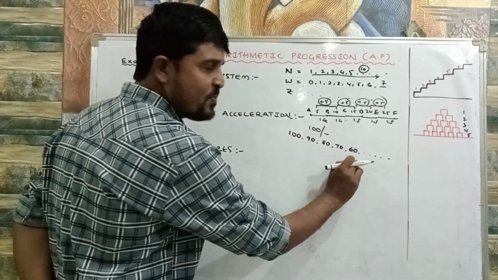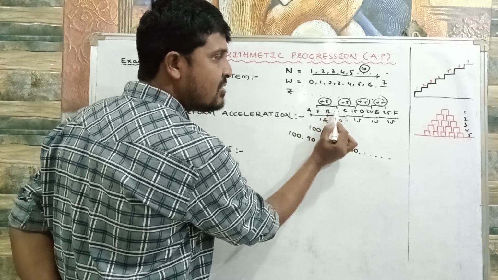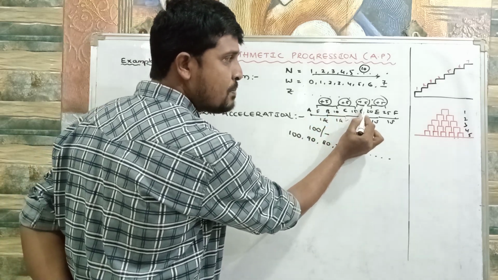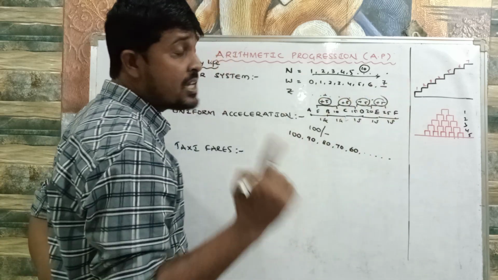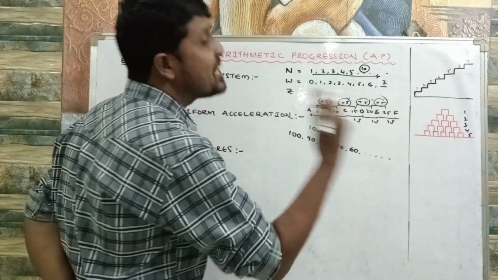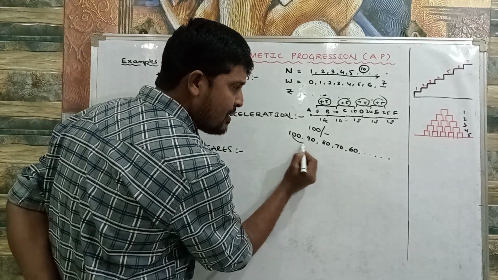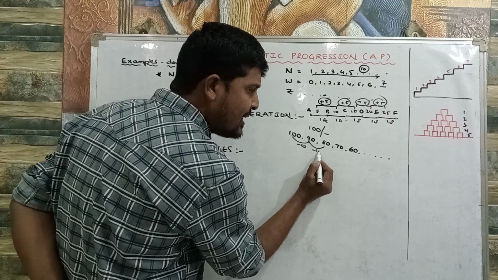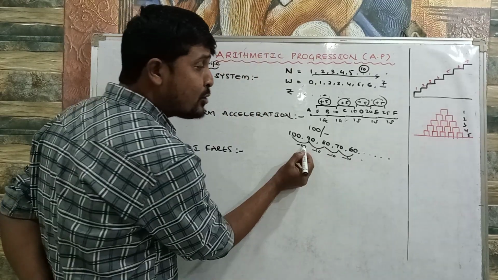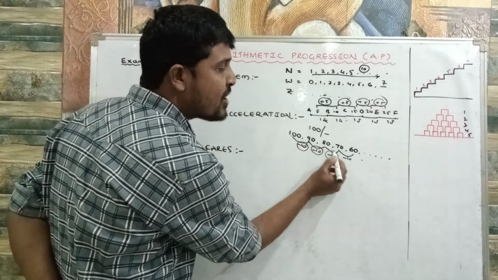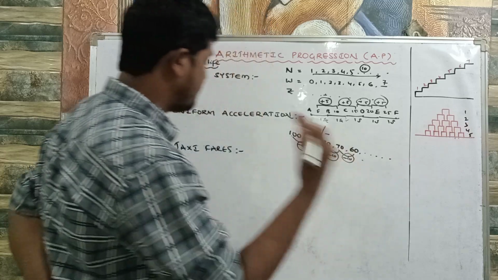Then you observe this pattern and that pattern. Here 5 plus 5 is 10, plus 5 is 15, plus 5 is 20. Every time we add a fixed number. Here the prominence is on the fixed number that we add. Okay. 100 minus 10, minus 10, minus 10 and minus 10. Here we subtract a fixed number. Every time I am subtracting 10. That is the fixed number here.